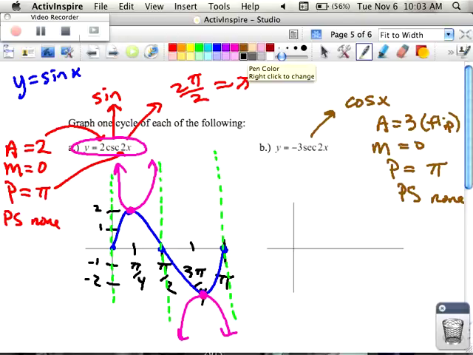Normal period was 2 pi. I am now actually only going to be at pi. So just like the previous graph, I have the same markings. This time, though, my amplitude is not 2, it's 3. And because of that, I also know that I am flipped.